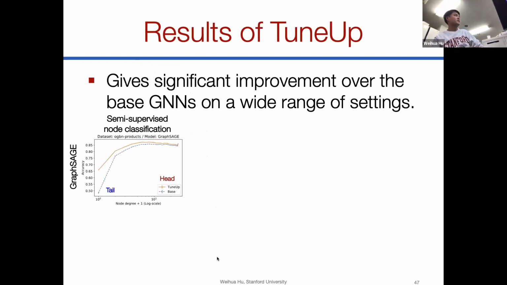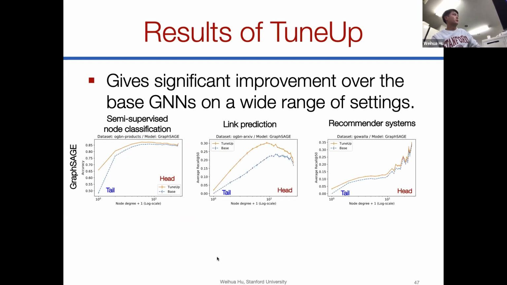And it turns out that this gives us a very significant improvement over a wide range of settings. So for example, we tested this graph stage model on this semi-supervised node classification setting, and we find that this tune-up, which is on this orange line, is better than base GNN on every node degree, but the improvement is really large, especially when the node degree is small. So the tail node performance improvement is really huge.